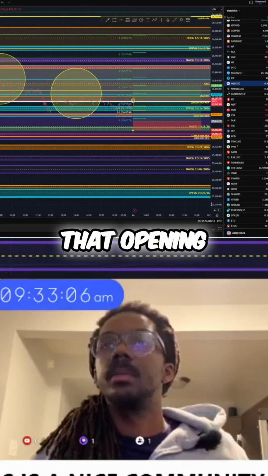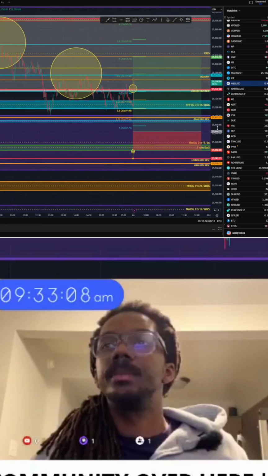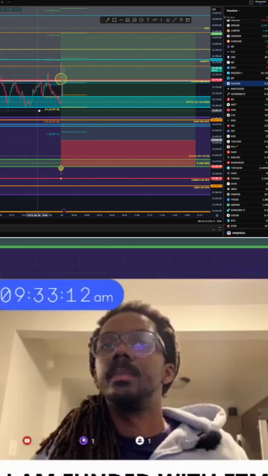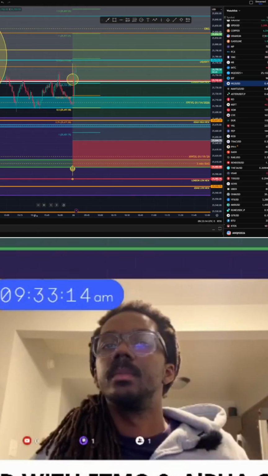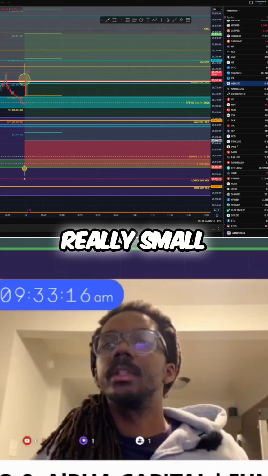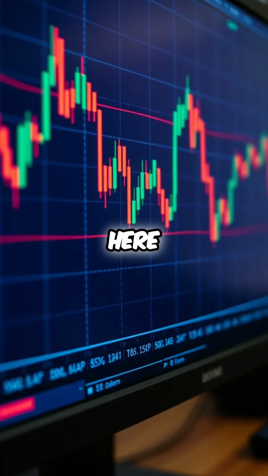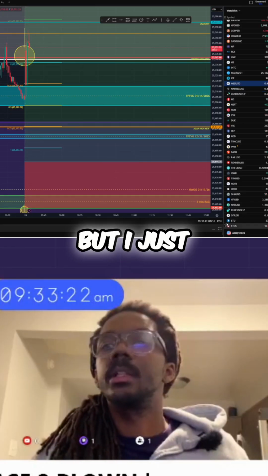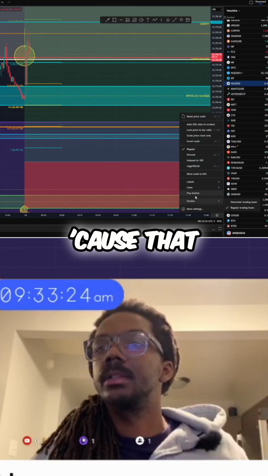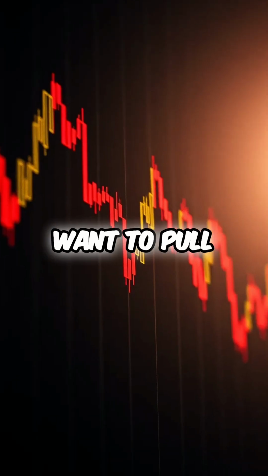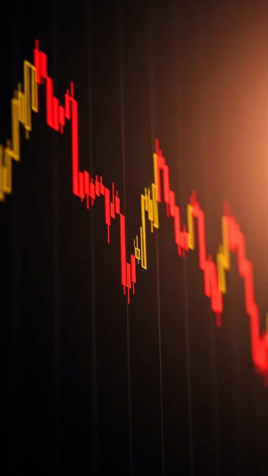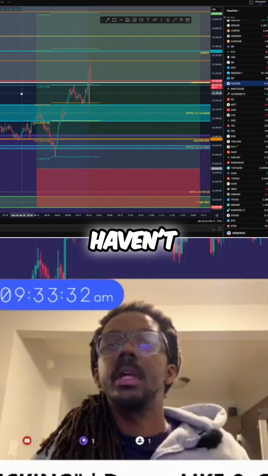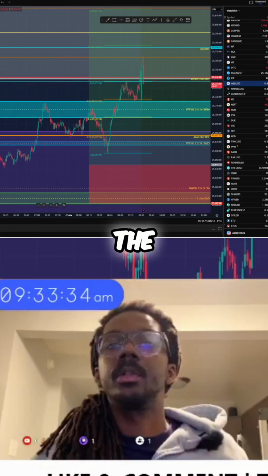All right, where is that opening range gap at? So we got a really small opening range gap. It's down here. So not that big, but I just wanted to make sure I'm aware of that, because price could maybe want to pull it back down there. So we still haven't done anything, right? But we're on the 1 minute time frame.